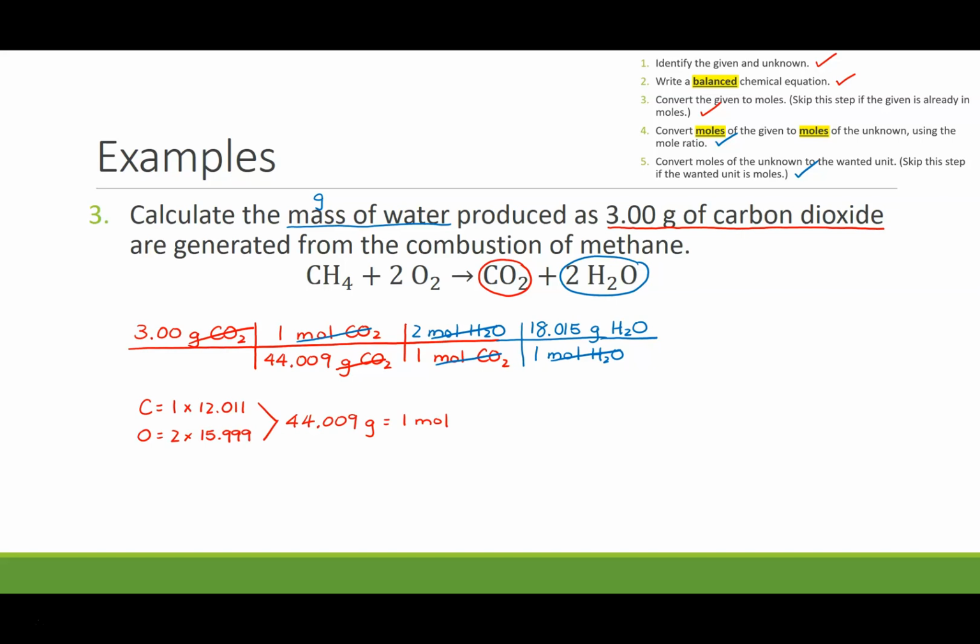So this time we have no numbers that will cancel out each other, so all the numbers will be put into the calculator other than the ones. So remember, again, multiply all the numbers on the top and divide by all the numbers on the bottom. So we'll take 3.00 times 2 times 18.015 and divide by 44.009. We have 3 sig figs in the given, so we'll have 3 sig figs in the answer, and the answer is 2.46 grams of water.